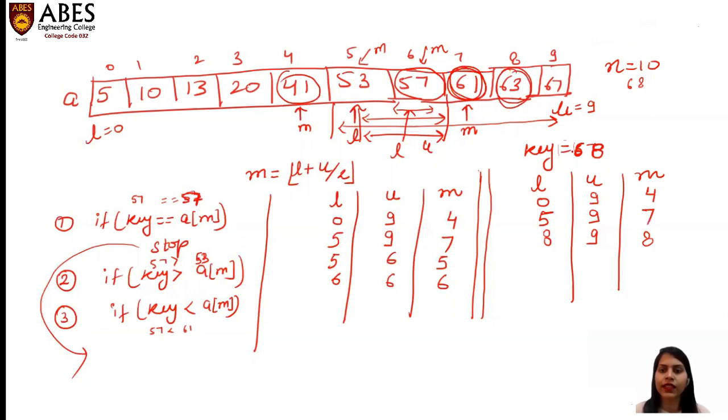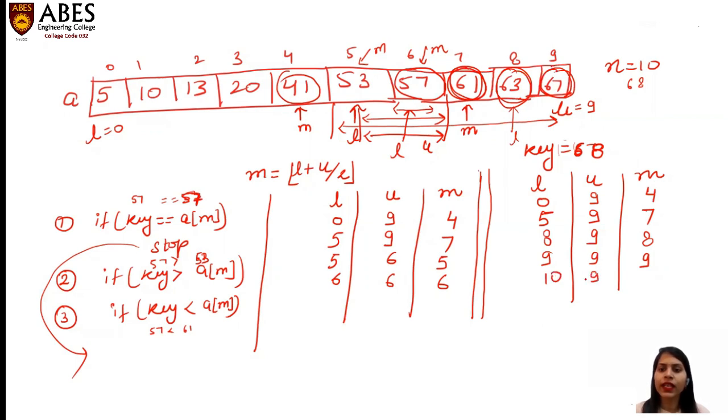Again 68, that means the key element is greater than the middle element, so we have to shift the lower value here, right? So L is m plus 1, that is 9. U will remain 9. 9 plus 9, 18, means again 9 is the middle value. Now 67 is the midpoint. 68, the key value we are searching for, is greater than 67. So again we have to shift the L value. Then the L value will be 10.